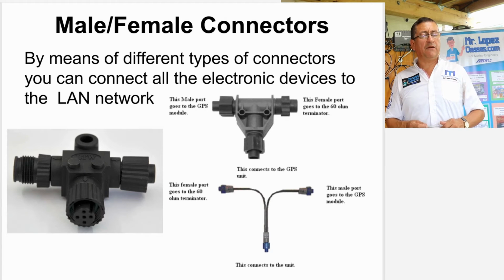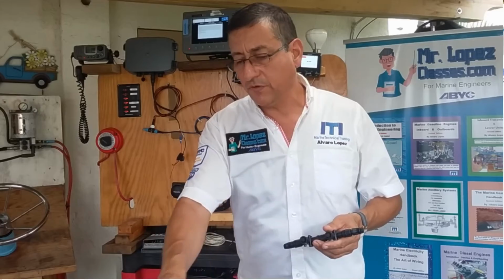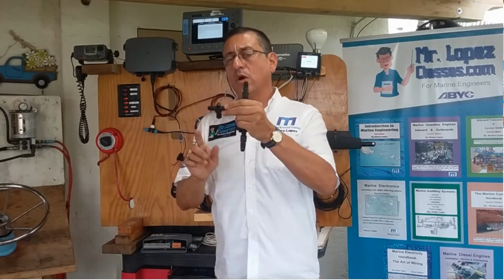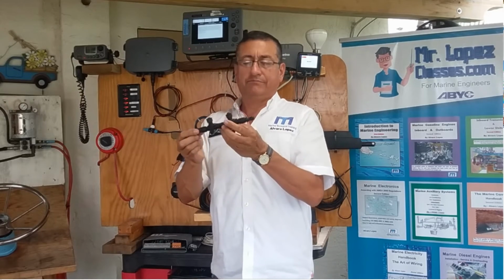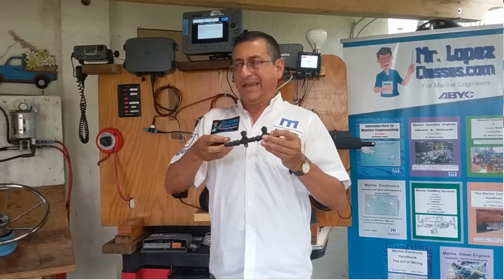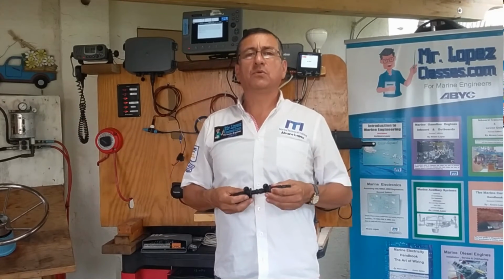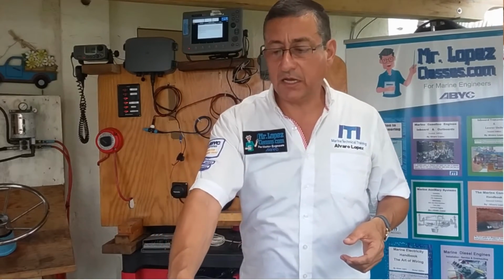Alright, and the female and male connectors, like I explained before, you find the T's with 1 male terminal and 2 females, or 2 females and 1 male, in order to extend the trunk or reduce whatever you need, according to the space that you have in your boat.